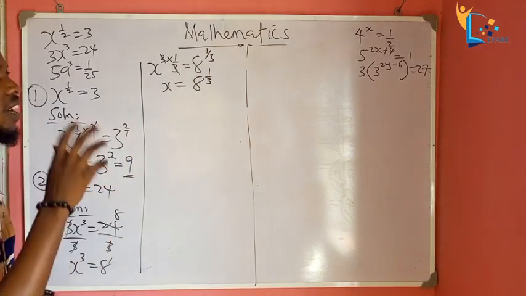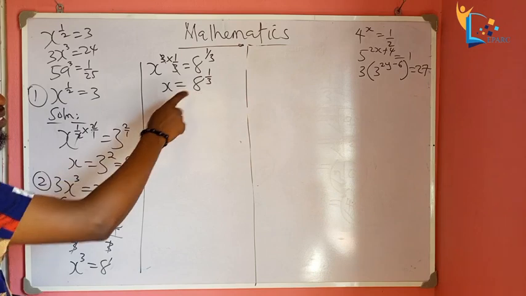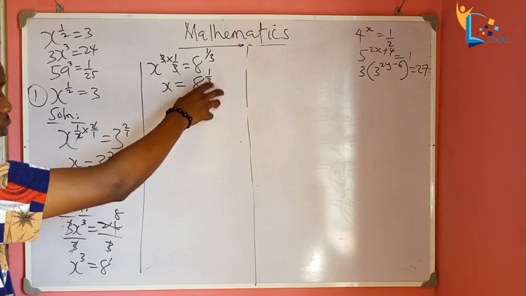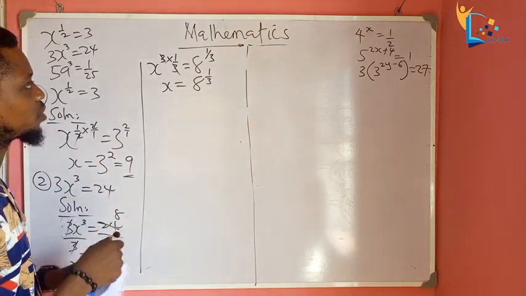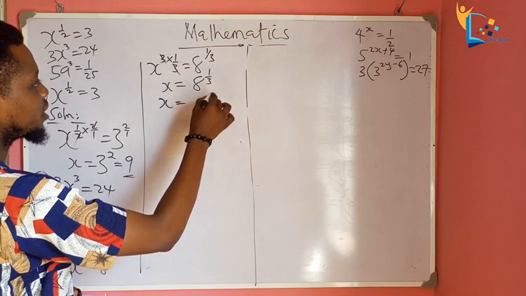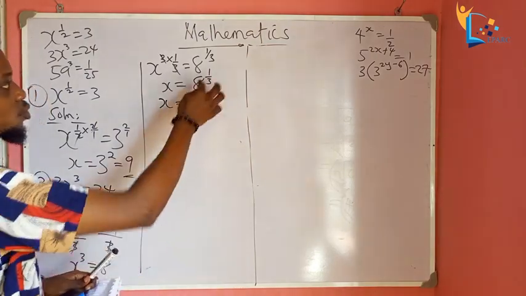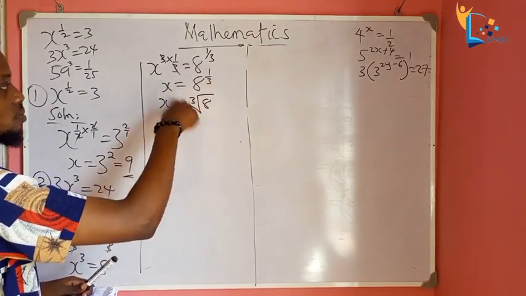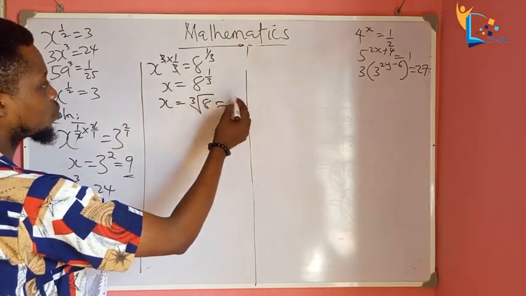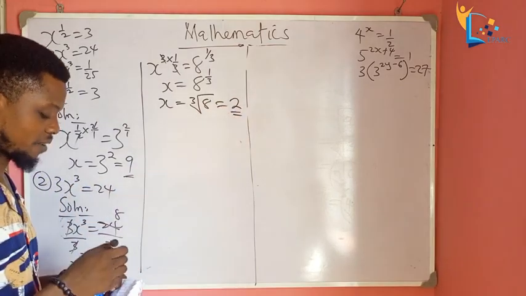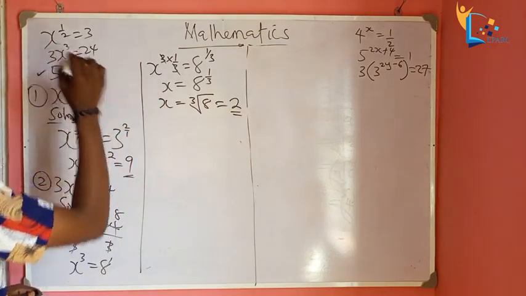Now, if you check our laws of indices, there was one law that was looking like this. So here we need to apply that law. I think either the fourth or the fifth law. So x is equal to the cube root of 8. Okay, the cube root of 8. The denominator will take the roots. Now the cube root of 8 will be 2. That's our answer.